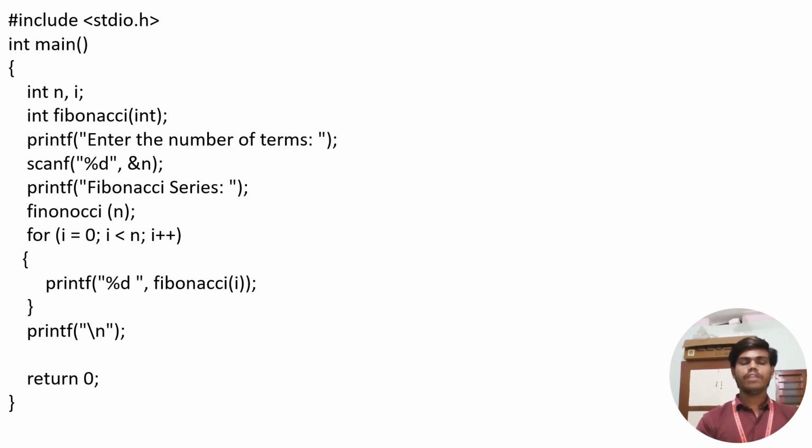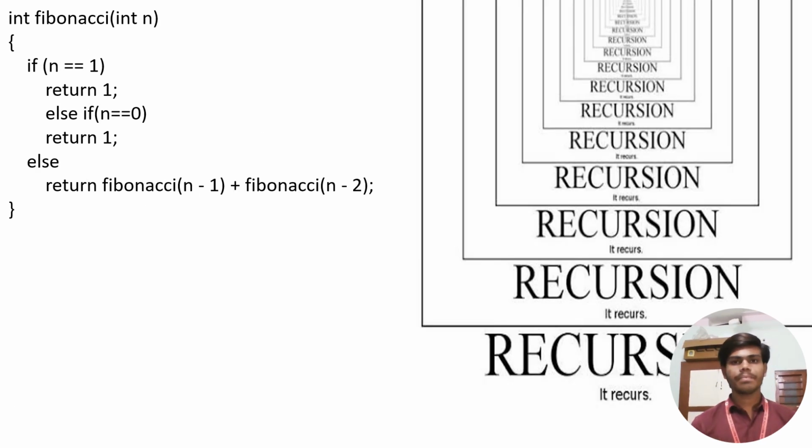We use printf to display "enter the number of terms", and we take the integer, the number of terms we need. Again we print the Fibonacci series. Here we call the function. When we call the function, the cursor moves to the subprogram where the recursion takes place.